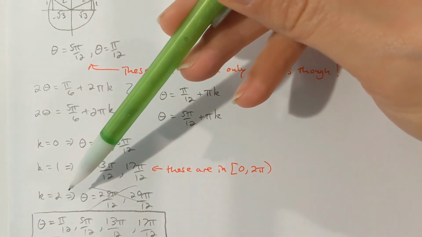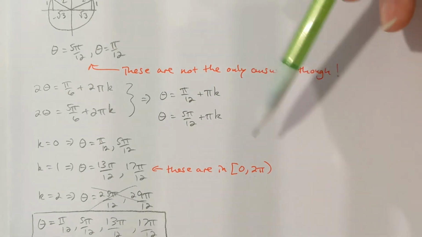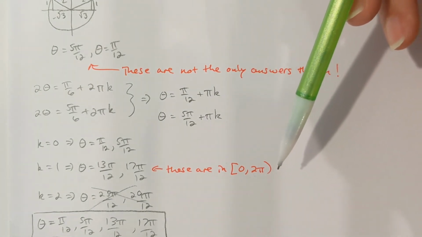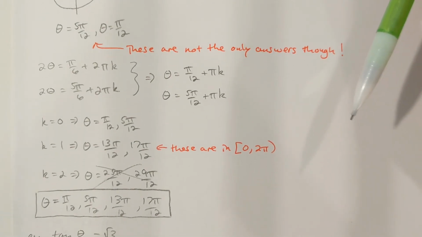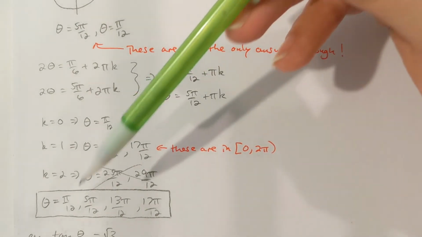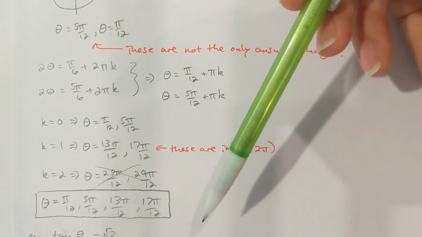Anything bigger than 2 would also mean that I'm going to be getting values of theta that are bigger than 2 pi. Okay, so in this problem it looks like I'm going to have 4 solutions. Pi over 12, 5 pi over 12, 13 pi over 12, and 17 pi over 12.